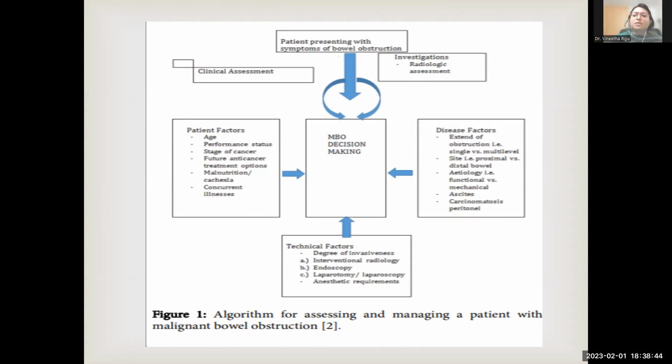If there are multiple level obstructions, resection and colostomy might be extremely challenging. Is it a proximal site or a distal bowel obstruction? Is it a functional obstruction or a mechanical obstruction? Is there ascites? Because most often ascites is considered with caution when considering surgery. And if there is carcinomatosis peritonei, where the entire peritoneum is seeded with metastasis, these may be contraindications for surgery. So you also look at the technical aspects, how to assess the invasiveness of the tumor through endoscopy or interventional radiology or any laparoscopic procedures. And that is how you decide how the patient has to be managed. And mind you, it is a multidisciplinary team's decision that comes here.